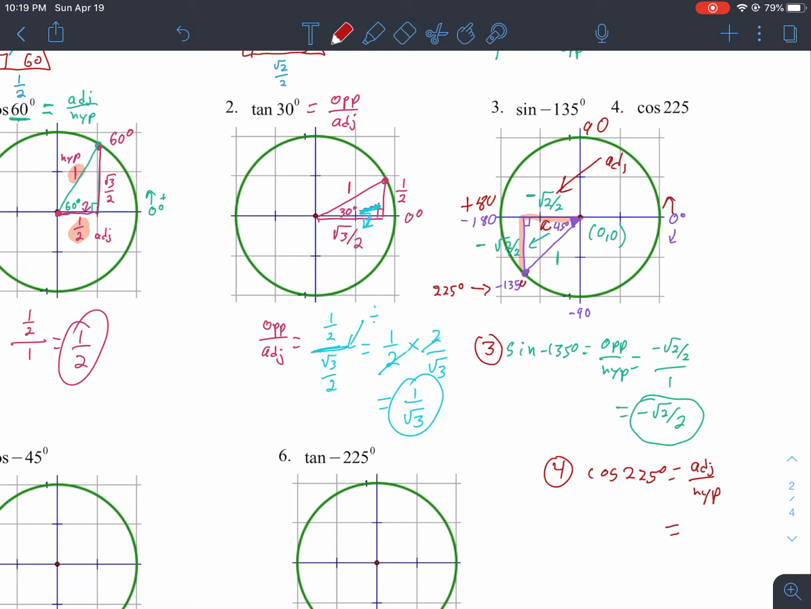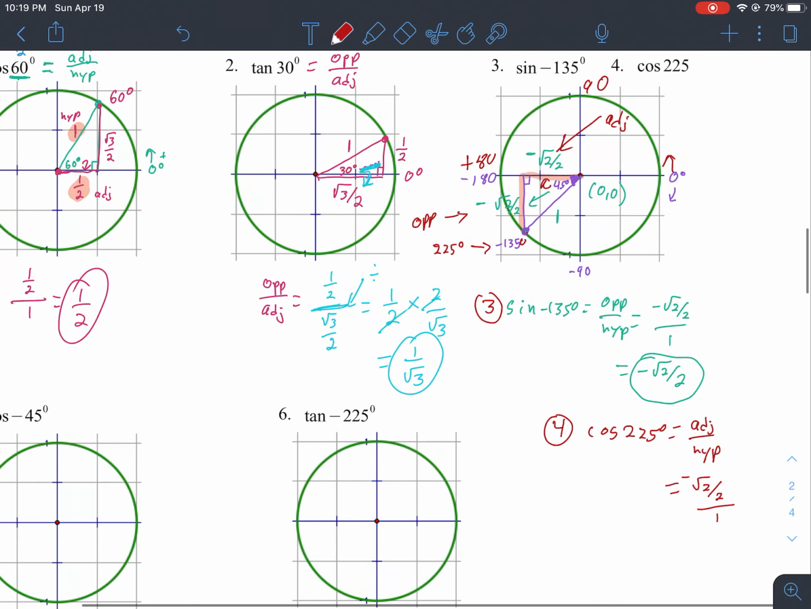That side is the adjacent side. This side was the opposite side. So the cosine of 225 is the square root of 2 over 2 over 1. It's negative. So my answer is negative square root of 2 over 2. Interesting. Very interesting. So remember your positives and negatives.